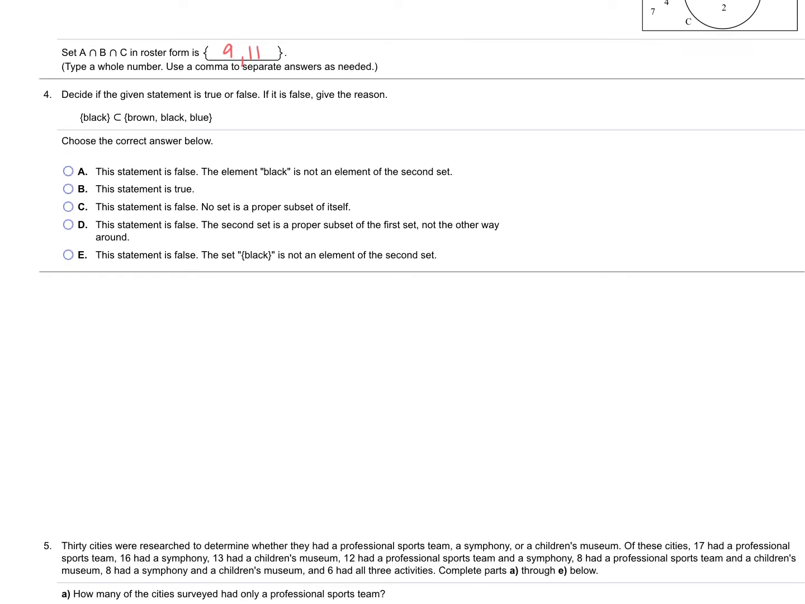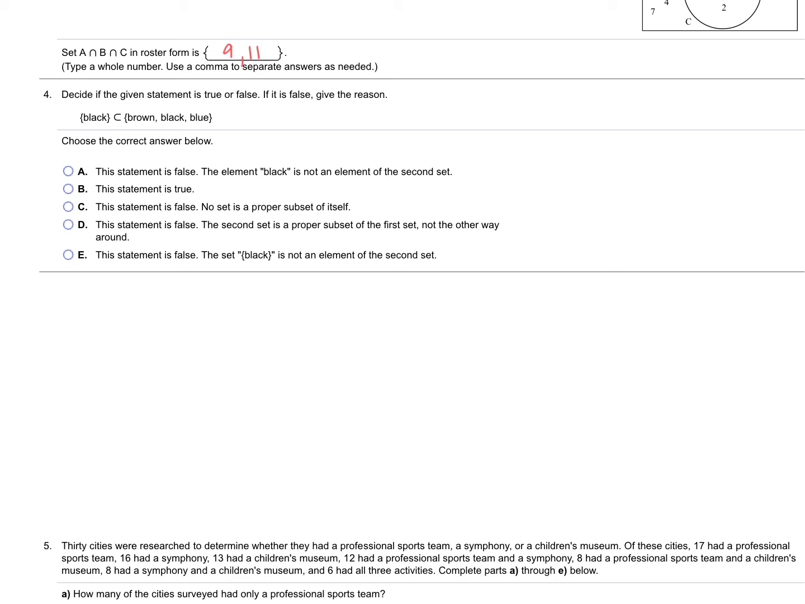Number 4, decide if the given statement is true or false. If it is false, give the reason. So this says that black is a subset or a proper subset of brown, black, and blue. Okay, so black is a proper subset of the set brown, black, and blue. So remember, to be a proper subset, each element in the first set must be in the second set, but it also cannot be the exact same set.